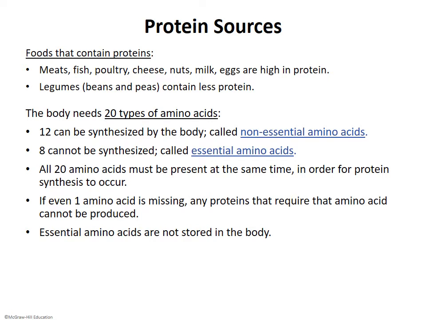Now, in animal proteins, especially meat, they are considered, and I don't want to say a complete protein, because every protein inside of meat is going to have all of the essential amino acids.